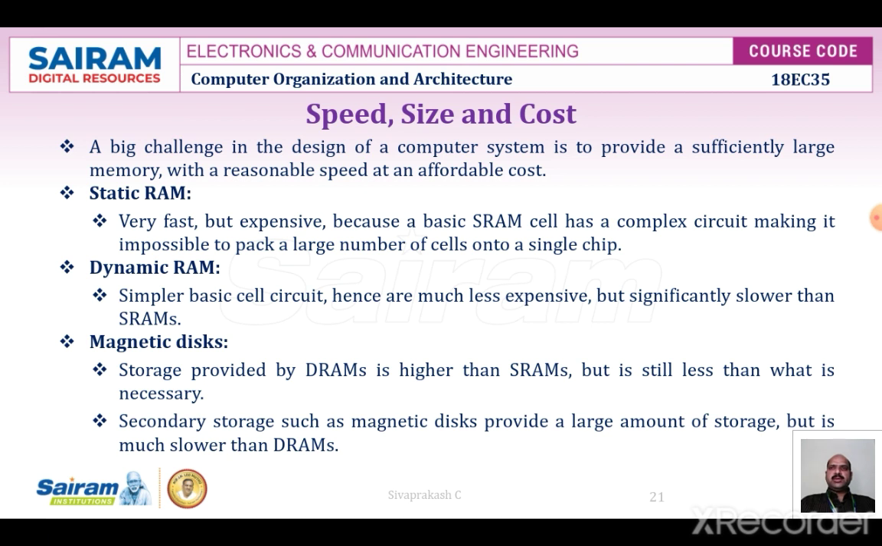So if you can see that, the SRAMs are going to be very fast, the size is going to be a larger one, and it's going to be expensive. And DRAMs are slower, small in size and less expensive. Comparing to the magnetic disk, it is much slower than the DRAM. Actually, the speed is going to be much lower than the DRAM, whereas it is available in a small size as well as at low cost.